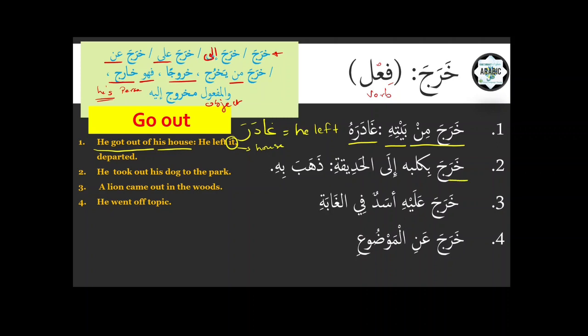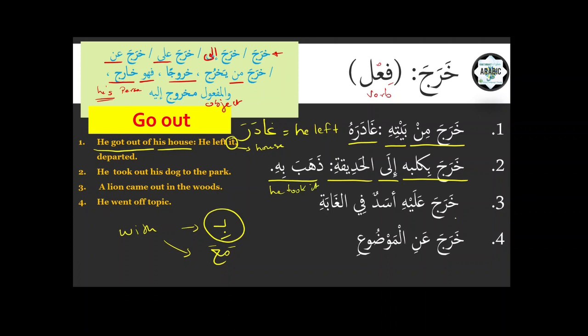خرج بكلبه إلى الحديقة. What you're saying here literally is he went out holding his dog. بكلبه. Instead of saying with, we're saying be instead of مع, because مع is also with. But be is you're holding the object or holding something. مع is you're going together with someone. That's why we're using be. خرج بكلبه إلى الحديقة. He took out his dog to the park. So إلى, to, الحديقة, park, and ذهب به, it means he took it.